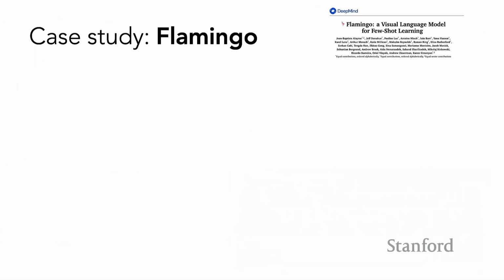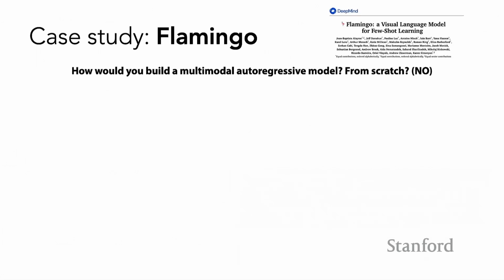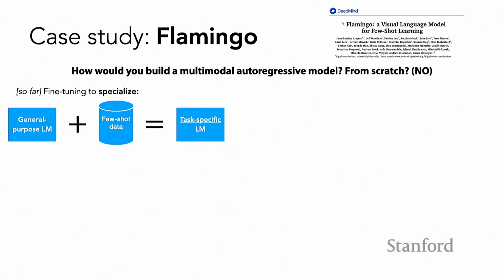For vision and language. So one case study of this is a model from DeepMind called Flamingo. And they're sort of getting at this question of how would you build a multimodal autoregressive model? And hopefully the answer is not from scratch. And that's what they sort of show in this paper.